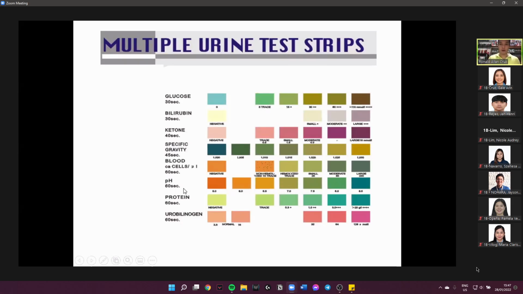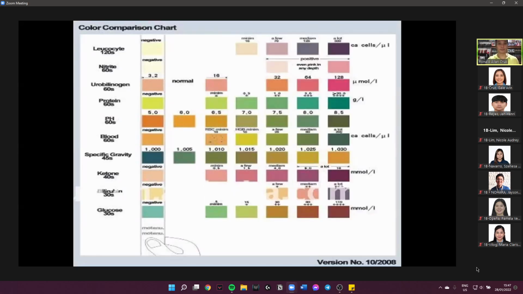Using your canister, you have a comparator block there. You just look for the color, and that will already tell you the amount of, let's say, glucose you have, or your bilirubin, ketone, pH, etc. So for example, you have this standard. This is your comparator block. You just match, then write it down. You just take note. It's that simple.